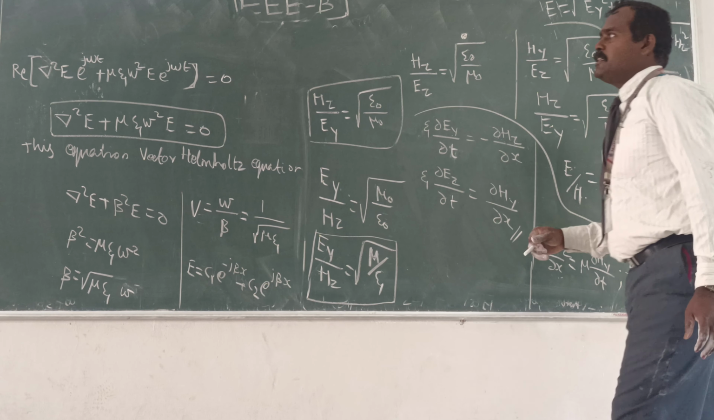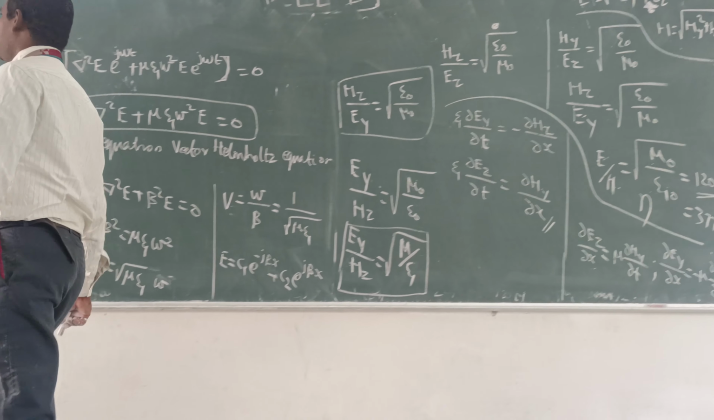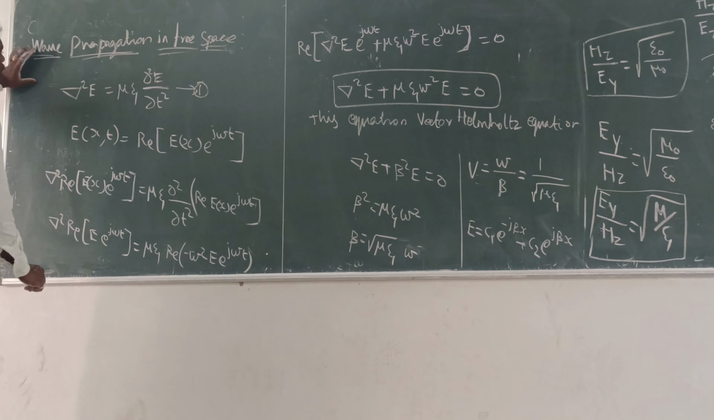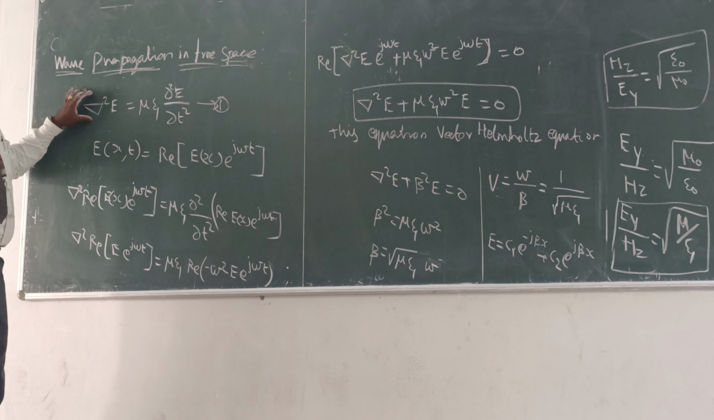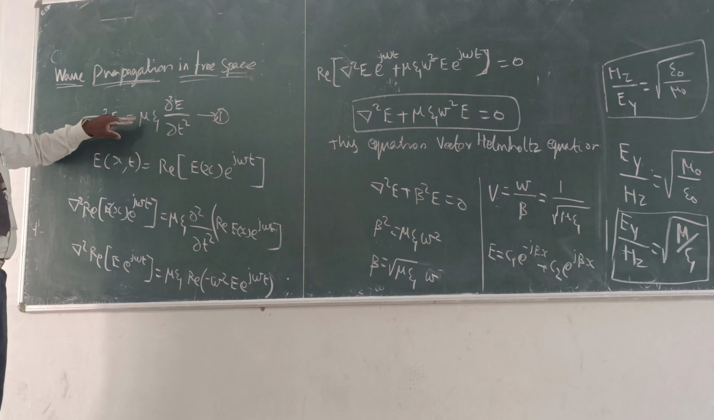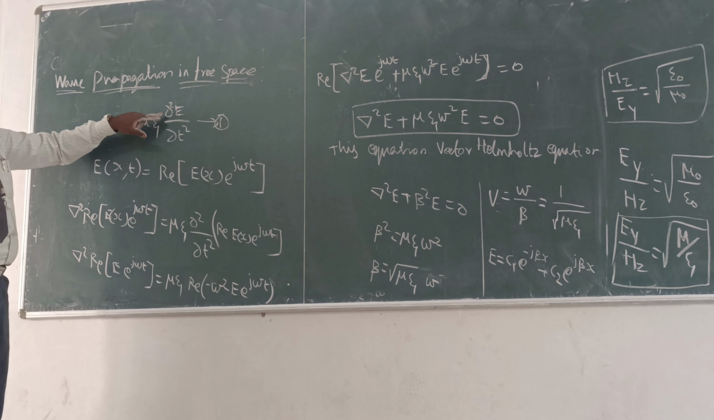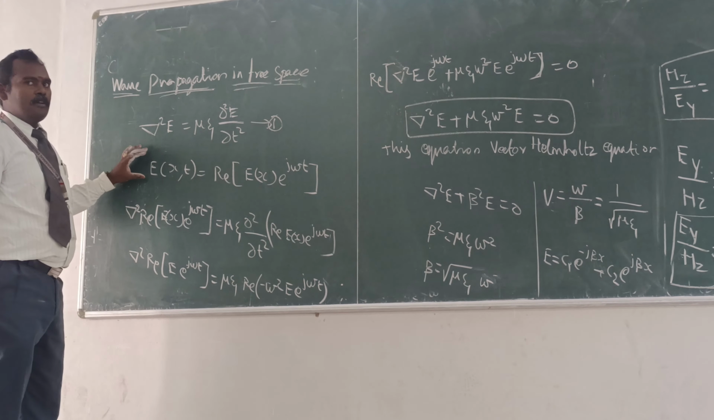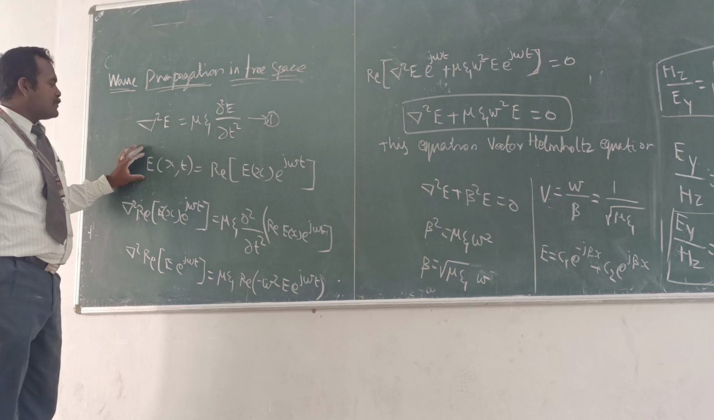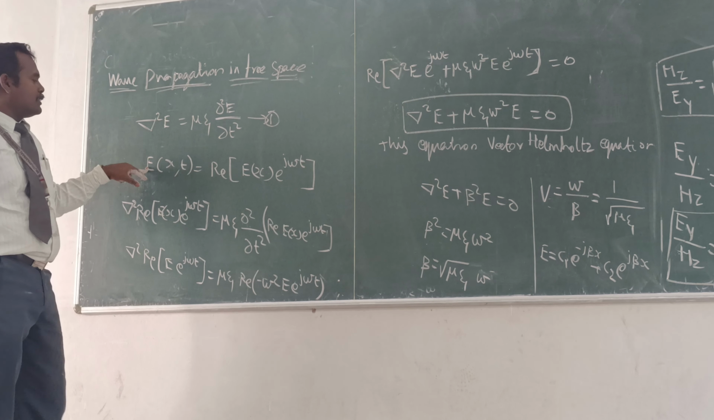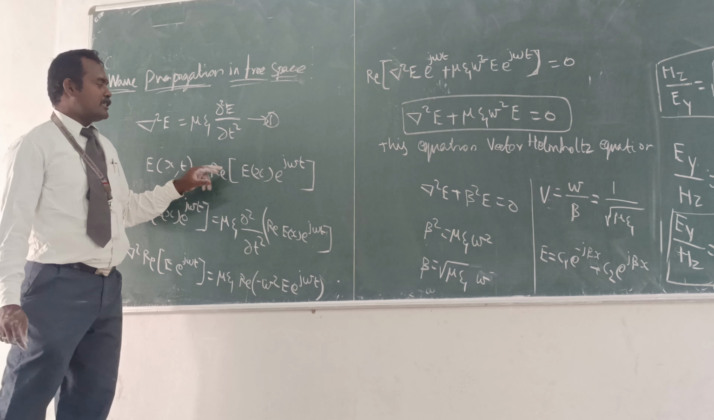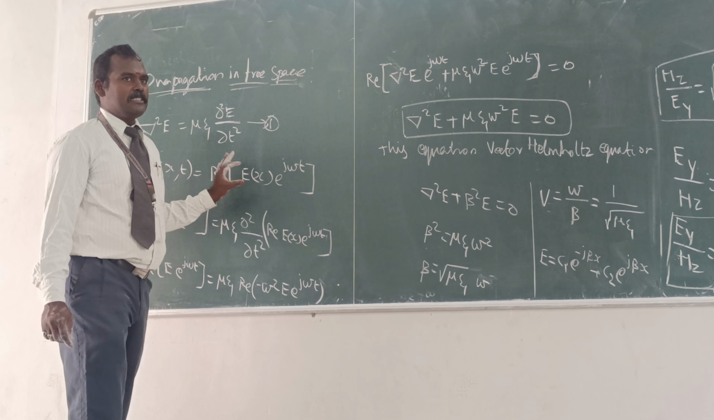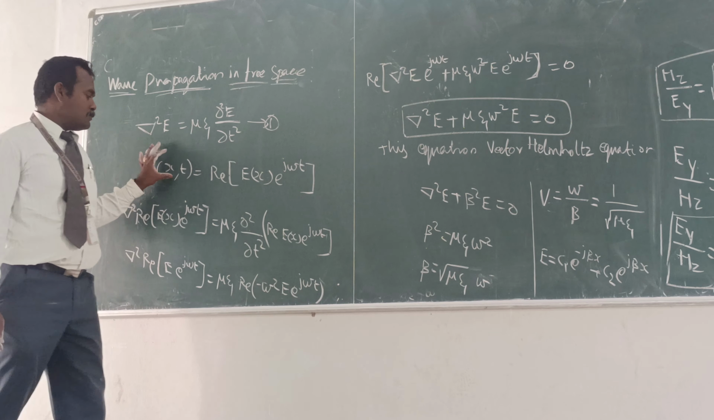So, the continuation of this: the wave propagation in free space. Here we consider the wave equation in free space, del square E equals mu into epsilon into dou square E by dou t square. We consider the expression in terms of functions. So here E should be E of x comma t, the real part of E of x into e power j omega t. That is what we can write from the formula, right?